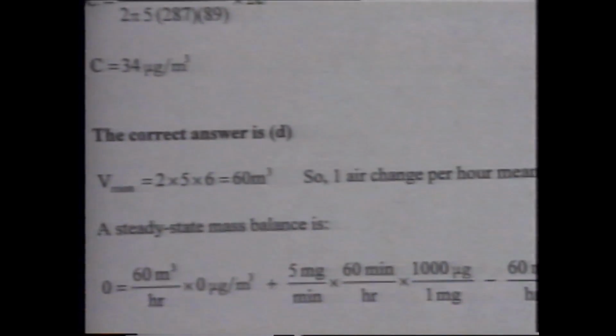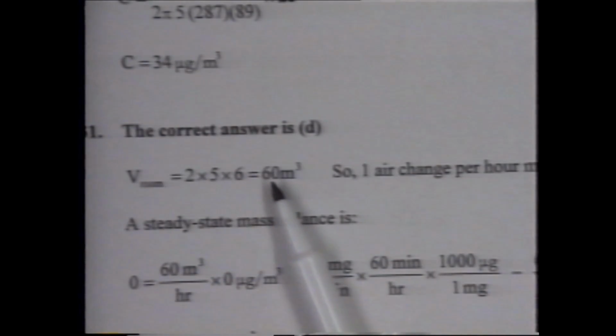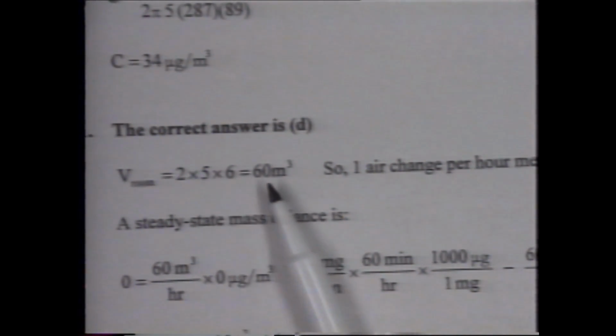Now, the only tricky thing about this is the air change. To get the air change, we need the volume of the room. And since we have the dimensions, we get the volume of the room as being 60 cubic meters. And 1 air change per hour means you get 1 volume of room changed every hour. So the volumetric flow rate is 60 cubic meters per hour.